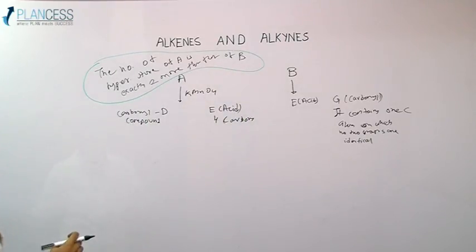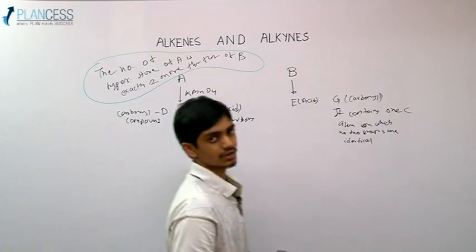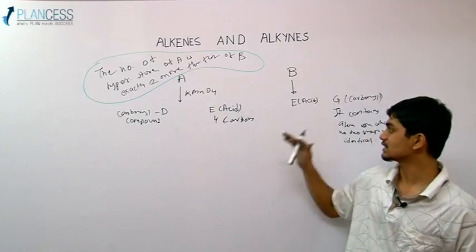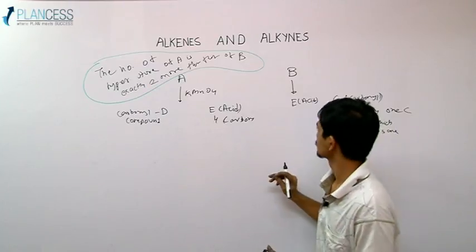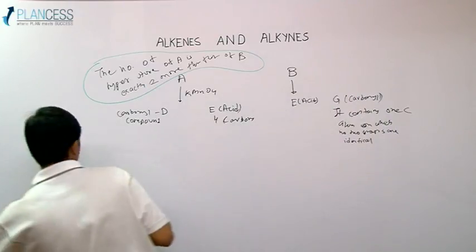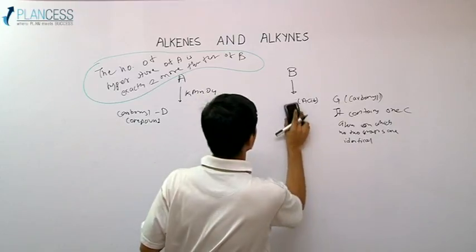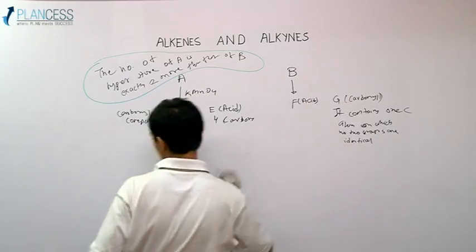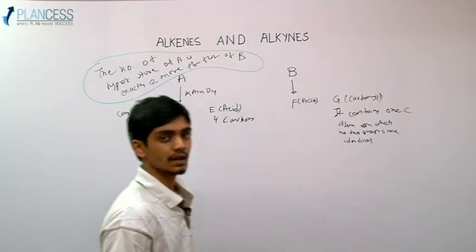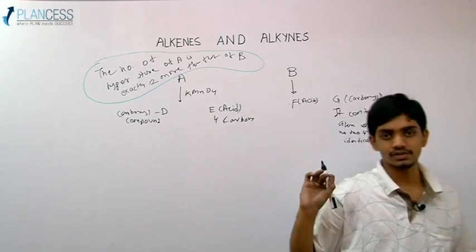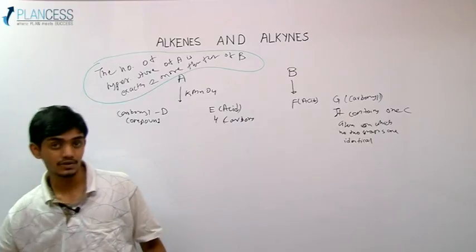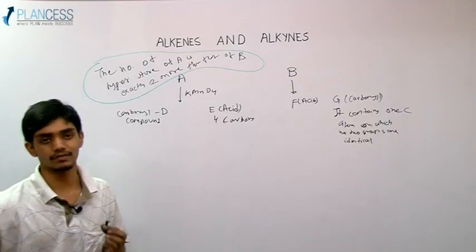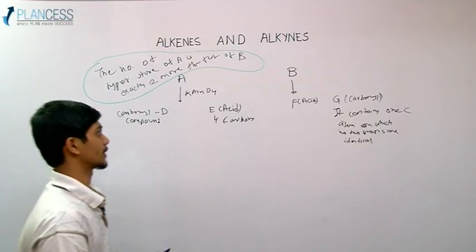Now from here, can we determine the structures of A, B, D, E and F, G? Oh, I think I have made a mistake. E is repeated twice. This is F. So A, B, D, E, F, G. You have to determine all the structures with proper reasoning. With this much limited amount of information, this becomes a very, very good and interesting question.